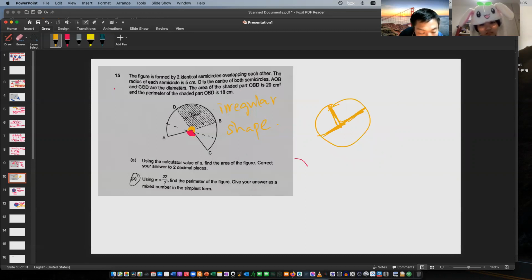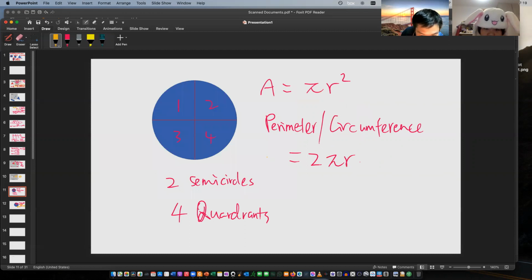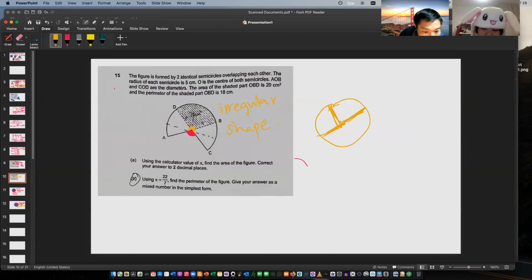Because there's no way for you to dissect. The only way you can dissect and find out is if they are regular shapes. What are regular shapes? I talk about it here. The regular shapes are semicircles and quadrants. But in this case, you encounter irregular shapes. So for an irregular shape, you have to find out the angle of the orange part or the red part.